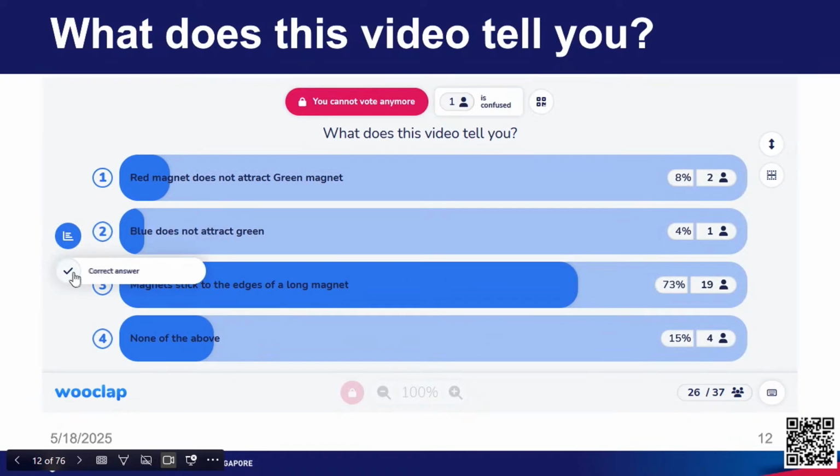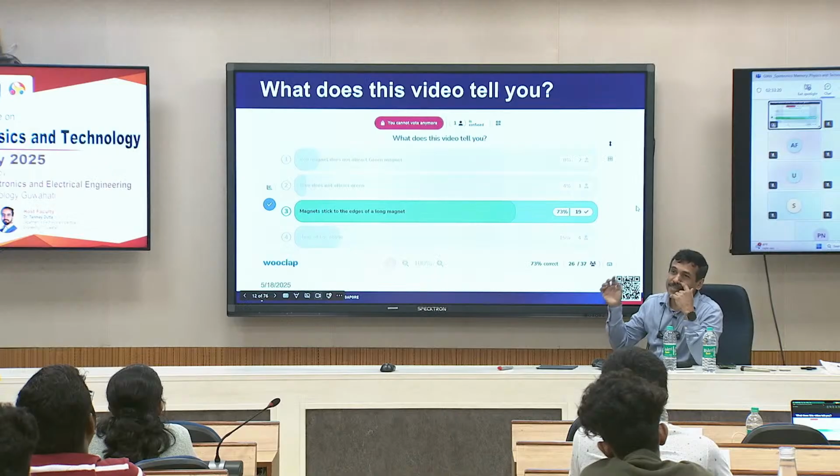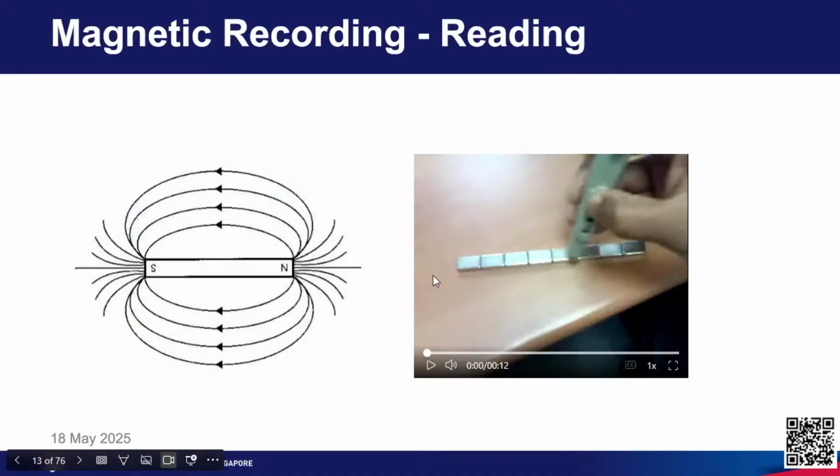Majority of you are right. The correct answer is magnets stick to the edges of a long magnet. So, what does that mean? When you stick many magnets together, you can call that a long magnet. When magnets stick to the edges of the long magnet, it does not go and stick in the center, right? So, that means the magnetic field is stronger near the pole.